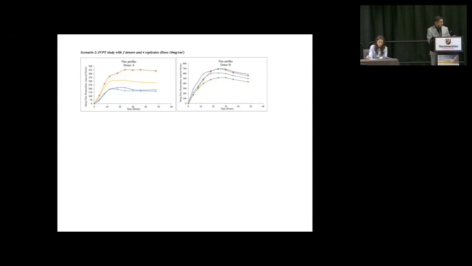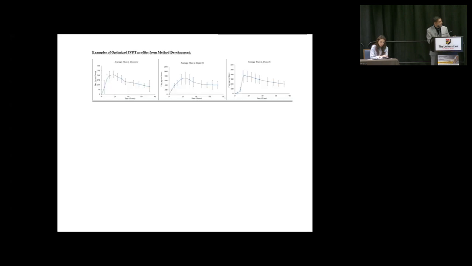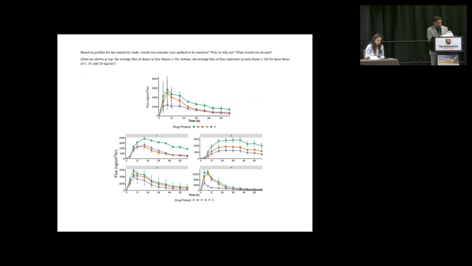For the subsequent data set, this is for the sensitivity study. What we observed is that in the data set presented, 2 donors demonstrate some difference in the flux profile for the different dose amounts, but 3 other donors are not qualitatively discriminating. So we cannot conclude the method is sensitive at this point.